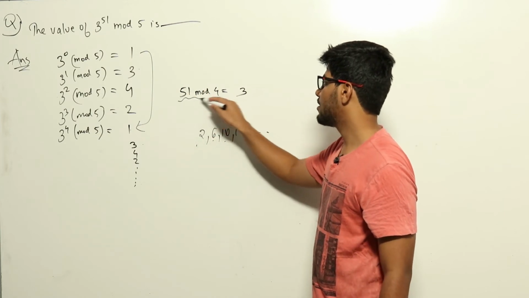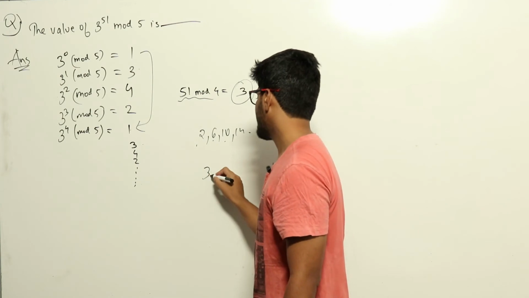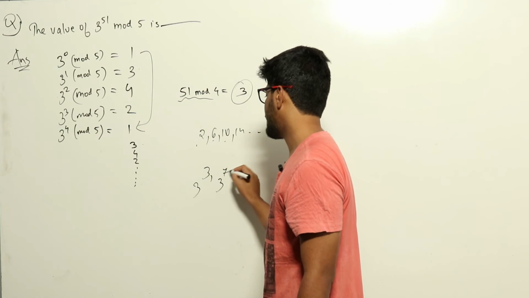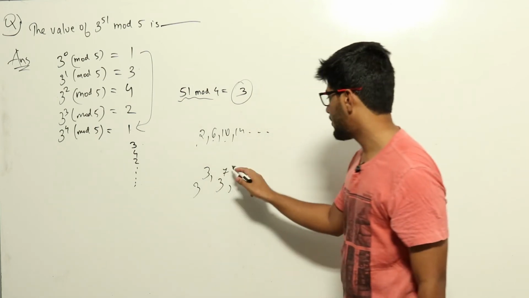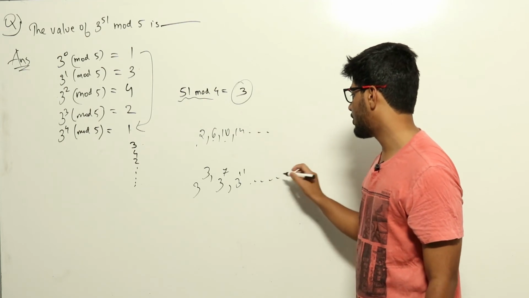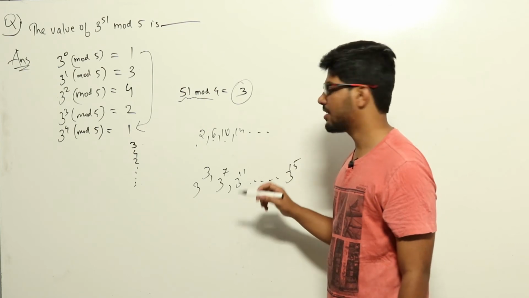So in order to find out 3 power 51 mod 5, what I will do is, for 51 I will take 51 mod 4, that will be 3. So the value of 3 power 3 mod 5, 3 power 3 plus 4 is 3 power 7 mod 5, 3 power 7 plus 4 is 3 power 11 mod 5, etc. If I keep on adding by 4, I will get 3 power 51 as well, because it increases by 4.